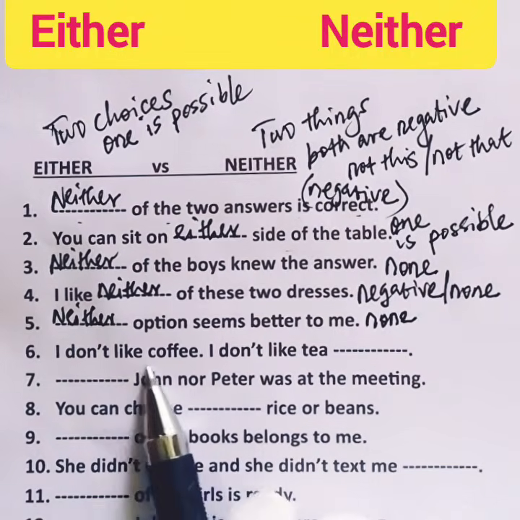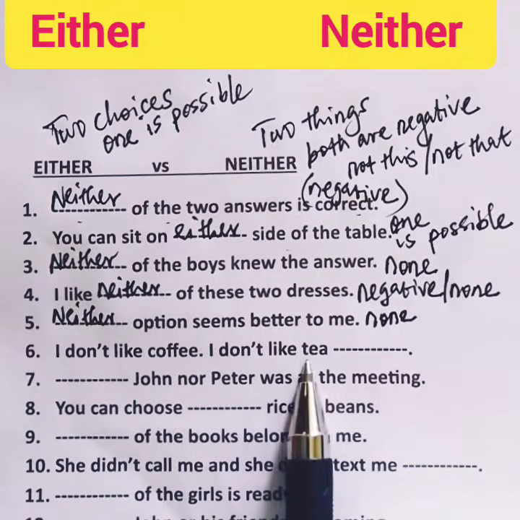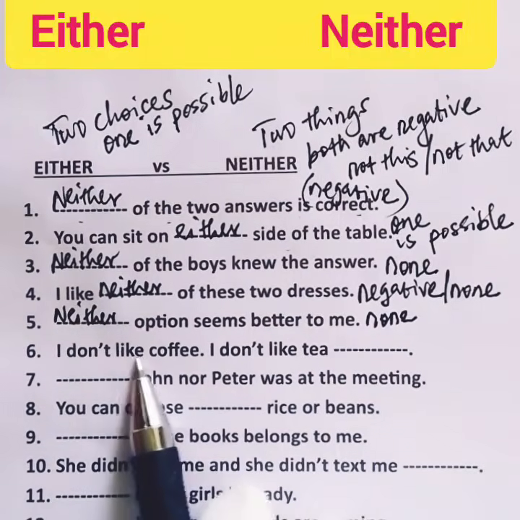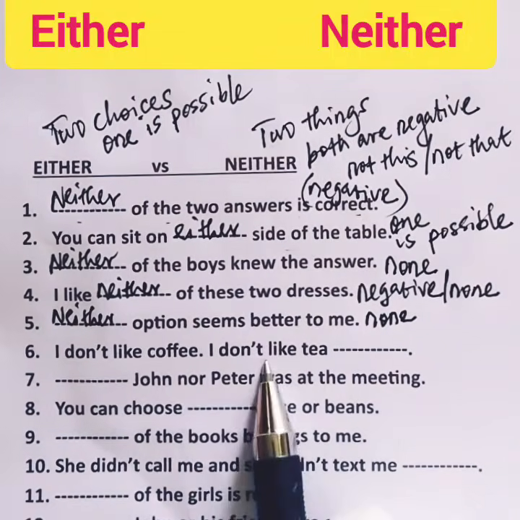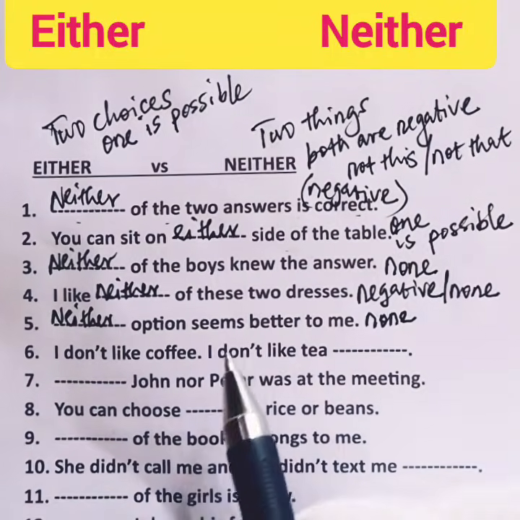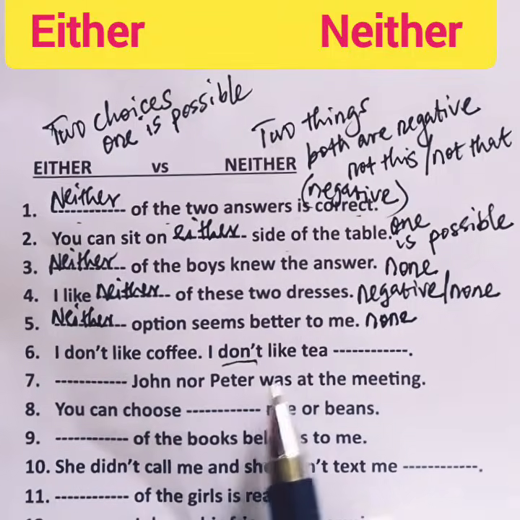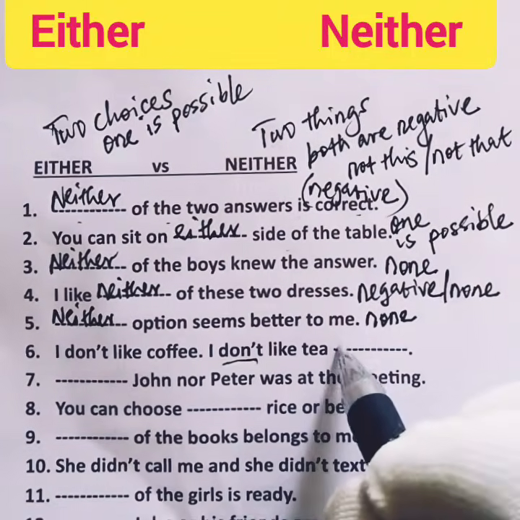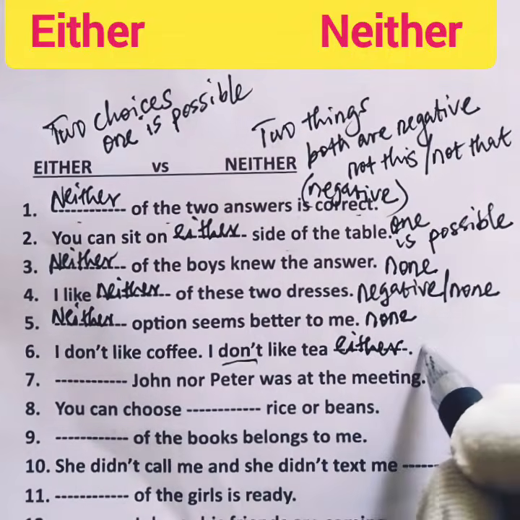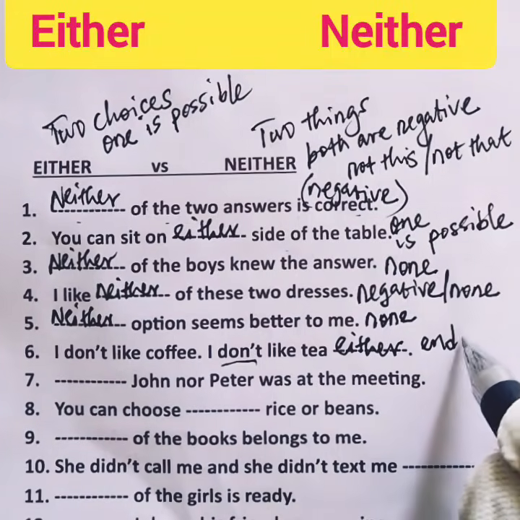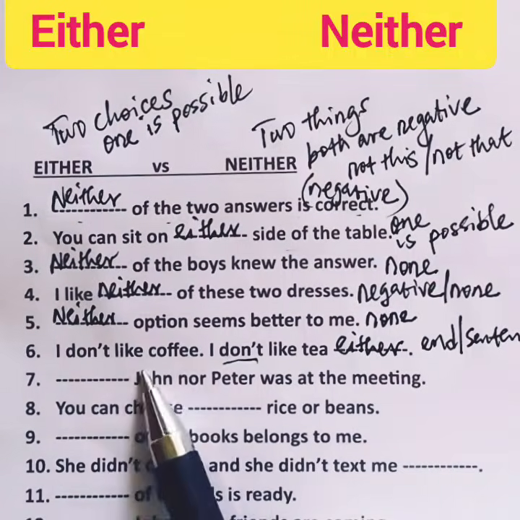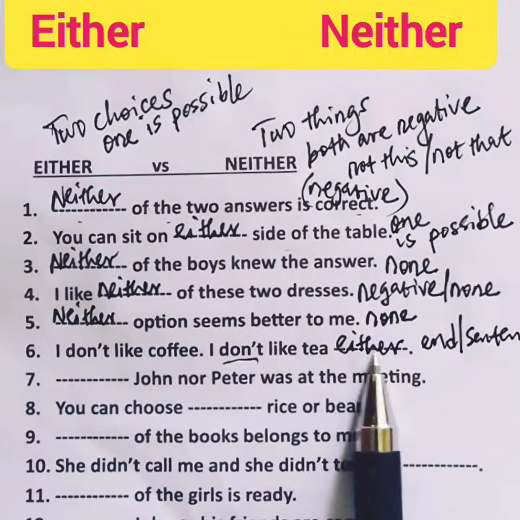6. I don't like coffee. I don't like tea. Blank. Here we have two sentences. This is the first one. This is the second one. And we use either at the end of a negative sentence. Don't here makes the sentence negative. So either should be the right word to use. So it is used at the end of a negative sentence. I don't like coffee. I don't like tea either.